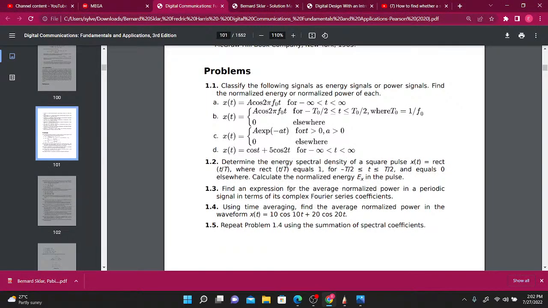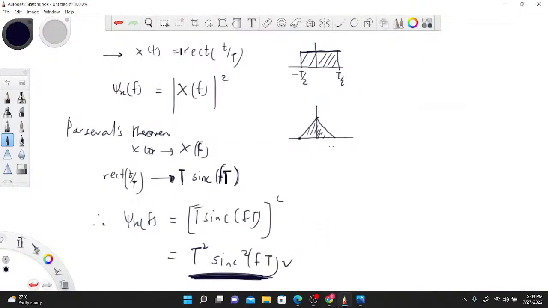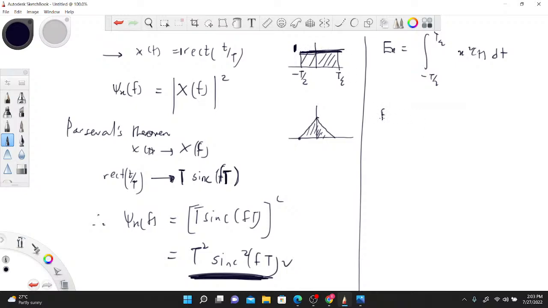So we are supposed to determine the energy spectral density of the square pulse, which we've done, and calculate the normalized energy. You know that the normalized energy is given by the integral from minus T over 2 to T over 2 of x squared of t dt. I said this rect function is just a function with amplitude 1, right? So x of t is equal to 1.